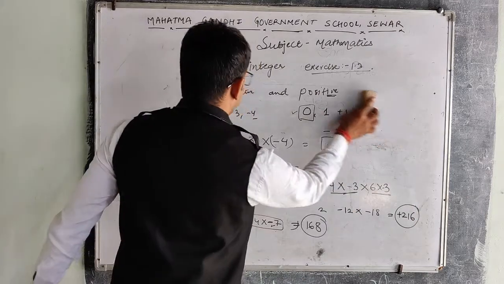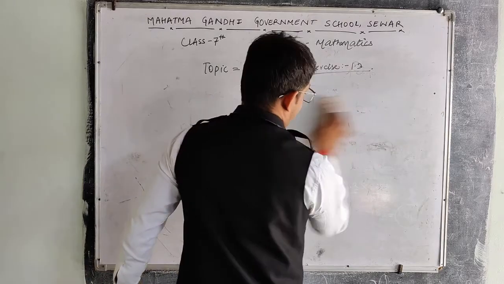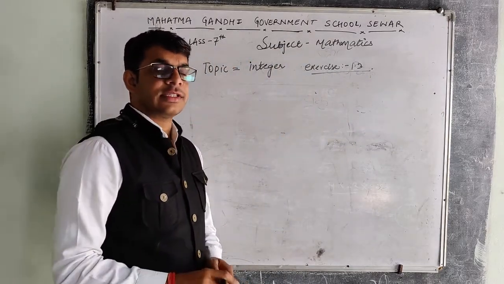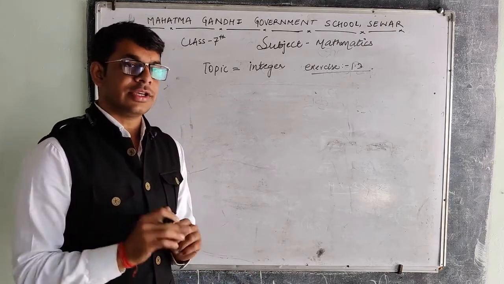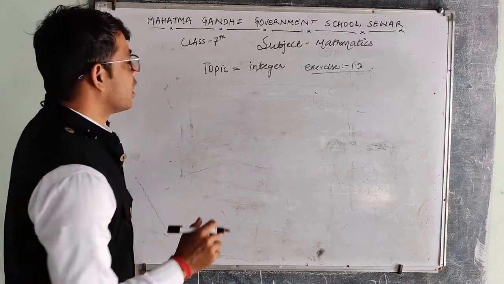Now we move further. As we discussed in our first exercise, there are certain principles which are followed by integers. One such property or principle is commutativity.